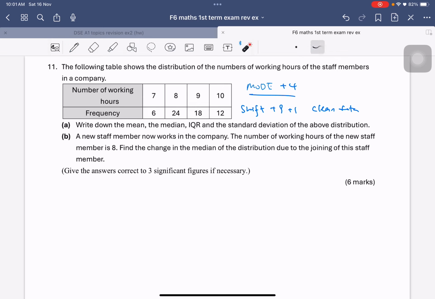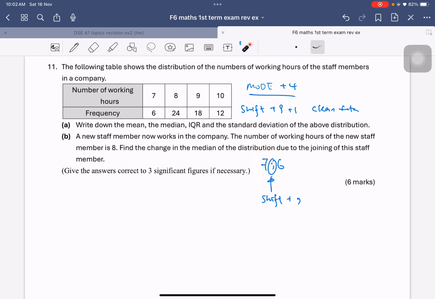But be careful, this is 7, the number of working hours is 7, and the frequency is 6. So frequency means that this data 7 is repeated 6 times. So we're not going to do it the silly way and enter the 7 six times. Instead, we can just enter 7 colon 6. The colon is from the shift comma. So I say again, 7 colon 6 means that the data 7 is repeated 6 times.